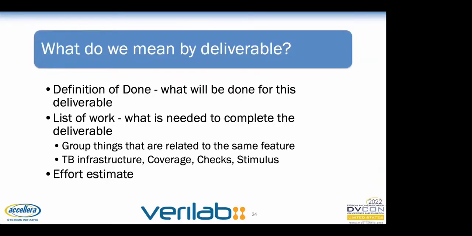A well-constructed deliverable has three main components. First, we need to define what this deliverable is going to do and how the team will know that the deliverable has been completed. This is our definition of done and is used to determine the second part, the list of tasks and work that needs to be done in order to complete this particular deliverable. Once we have that, we'll be able to estimate how long it will take the team to complete the deliverable.